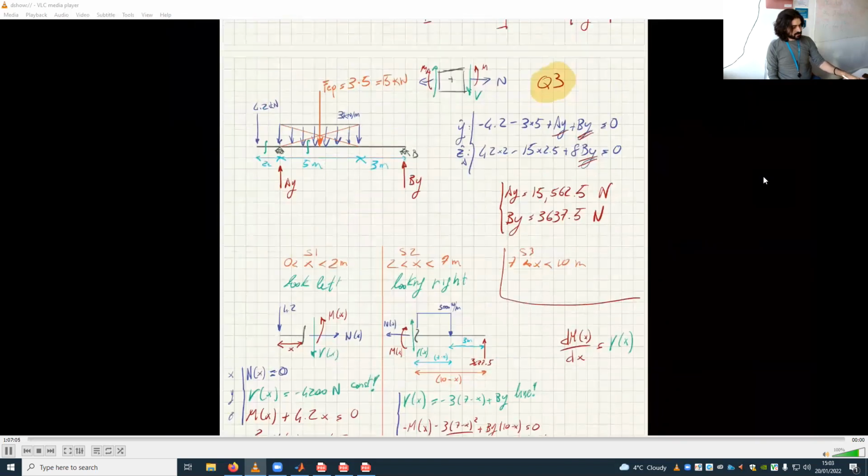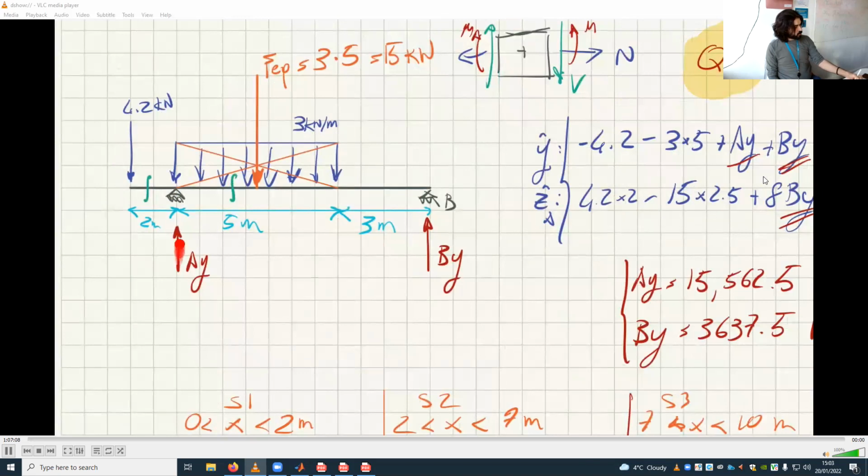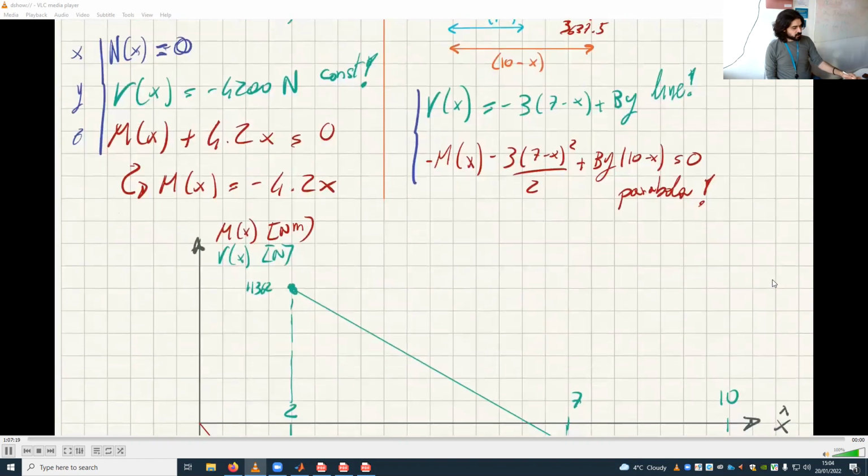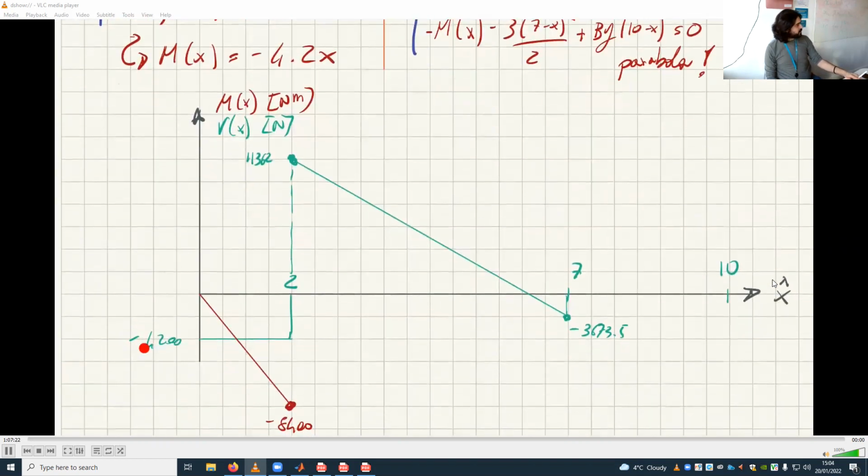What's happening at 2? At 2, AY is there. AY is 15,500. AY is 15,500 means that the shear force passes from minus 4,200 plus 15,500, jumps up to 11,300 and whatever. So this jump is exactly the value of AY. And then it goes down. And then we must stop because that's it. That's the end of the segment.